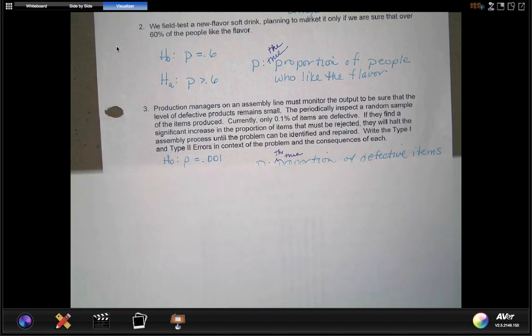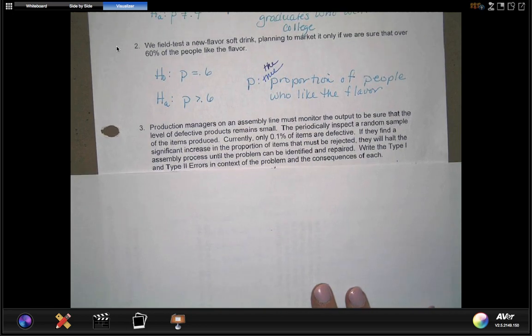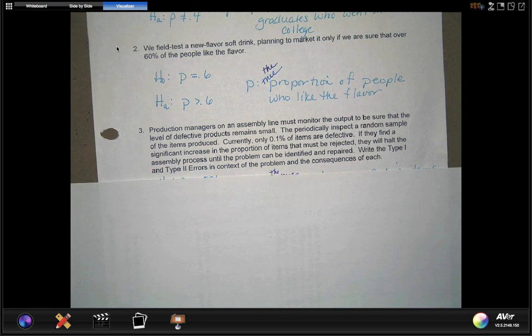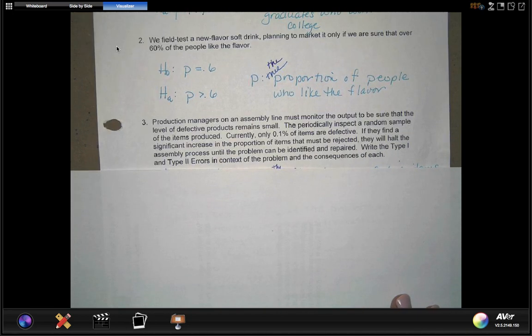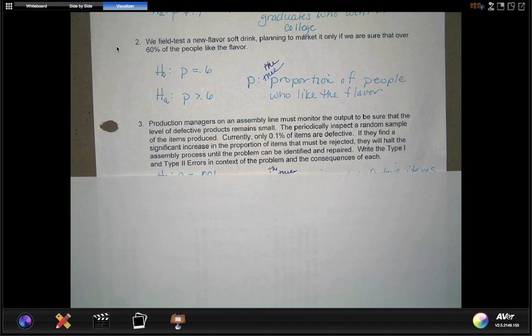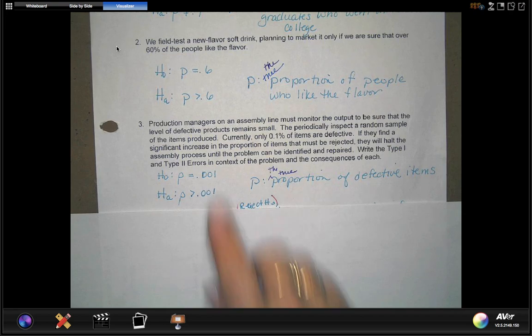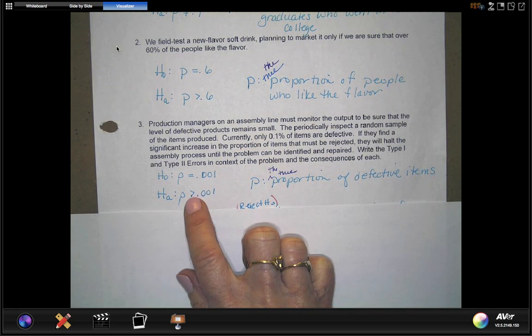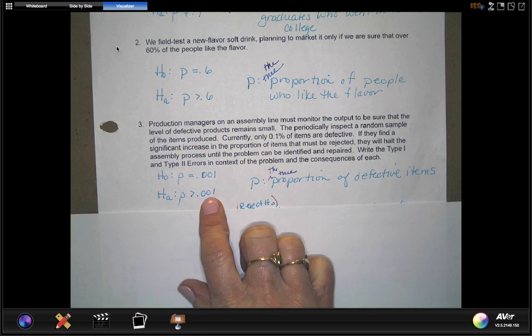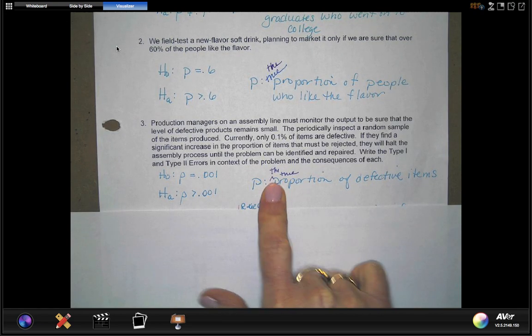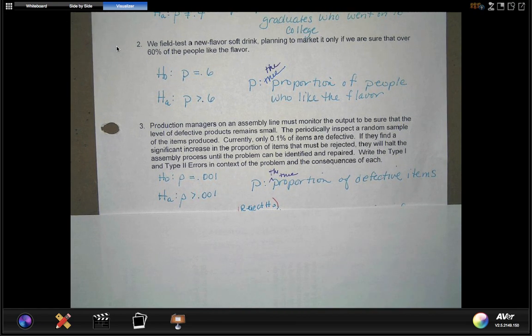Alright, production managers. Alright, so this one they want you to write out the type 1 and type 2 errors in context of the problem and then the consequences. So remember your type 1, so this is what the hypothesis would look like. If there's an increase in the proportion defective, then they're going to reject. So P is the true proportion of defective items.